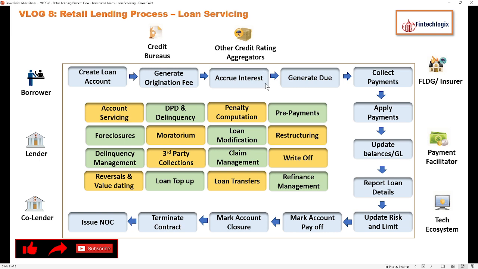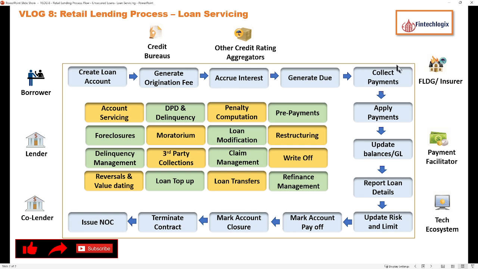At the end of the 30 days, this amount is summed up and we generate the due for the entire portion. So what will the due contain? The due will have the interest accrued for all 30 days, the principal portion that is payable, and if there are any fees that are payable. All that would be part of the due. The due would be generated, accounting entries would be passed. So this due means that your customer has to make this payment to the lender.